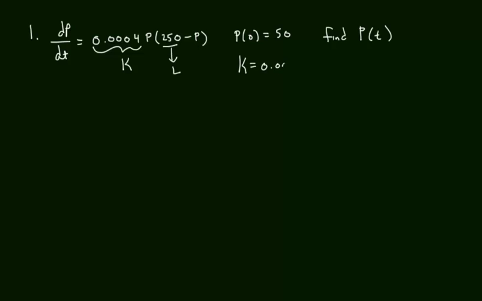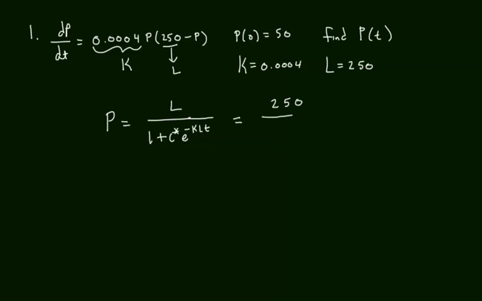K equals 0.0004 and L equals 250. Now we should have committed to memory that P equals L over 1 plus C star e to the negative big K L t. And I'm just going to plug these values in. So I have 250 over 1 plus C star e to the negative k times L, which gives us negative 0.1, and then we have t.